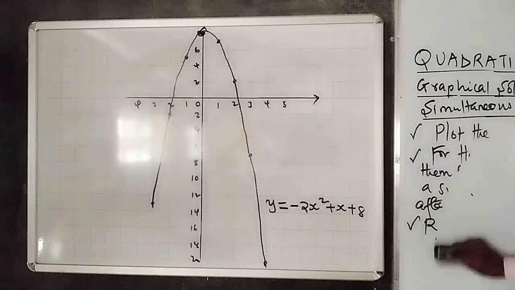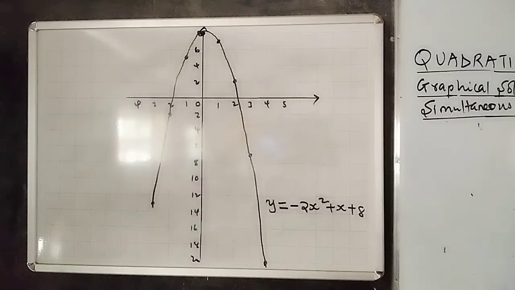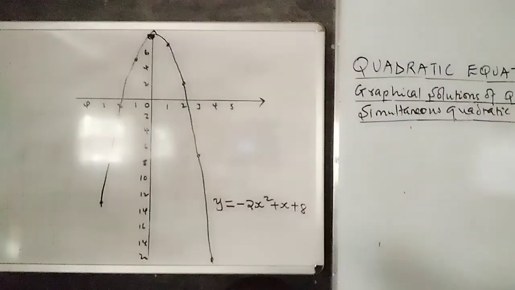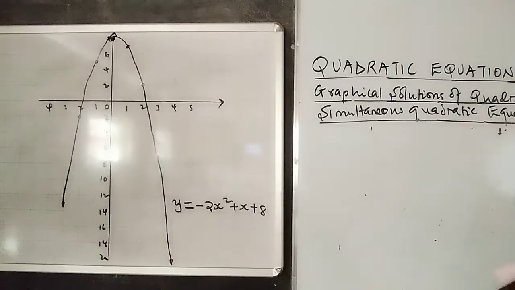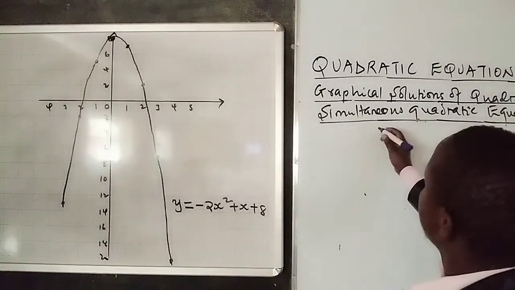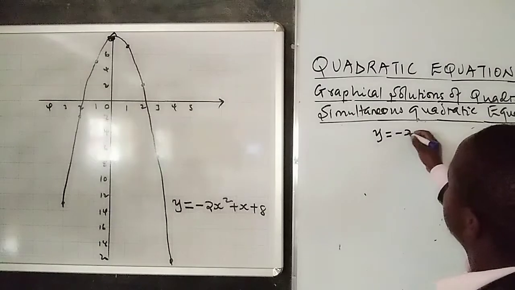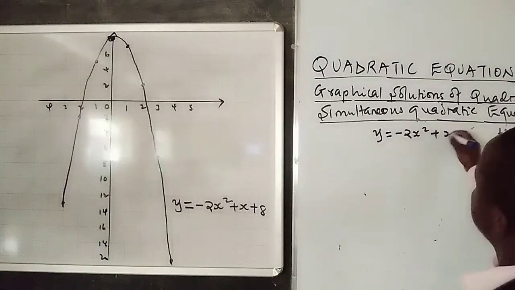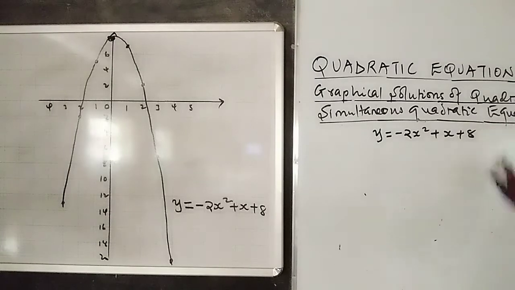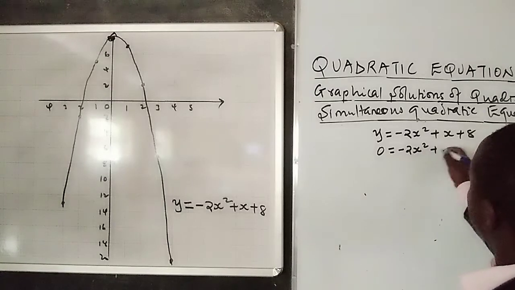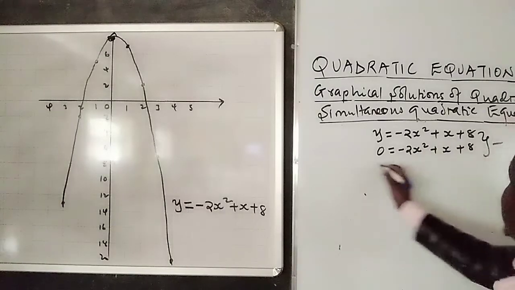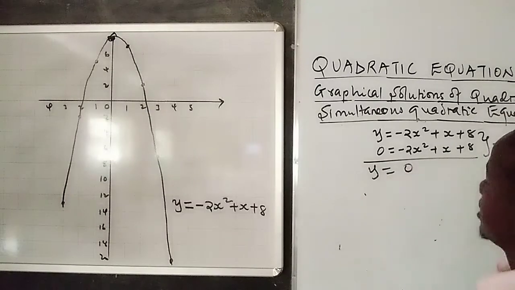Then in the next question, we are told to find the roots of negative x squared plus x plus 8 equals 0. Therefore, you subtract the equation from this function. We are finding the root of the equation, and when we subtract this, y is equal to, this side becomes 0.